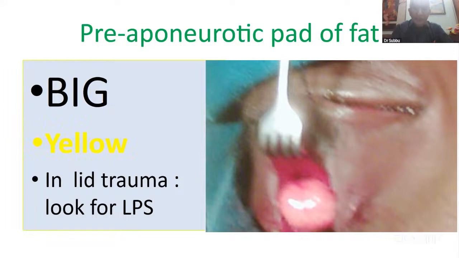And if there is an injury to the LPS, repair it there and then itself, and then repair the rest of the tissues. The presence of pre-aponeurotic pad of fat in a case of lid trauma is a red flag, a sign that there may be injury to the LPS. Please, you have to explore it very, very well to identify the LPS. And if there is damage, repair that to prevent a ptosis.